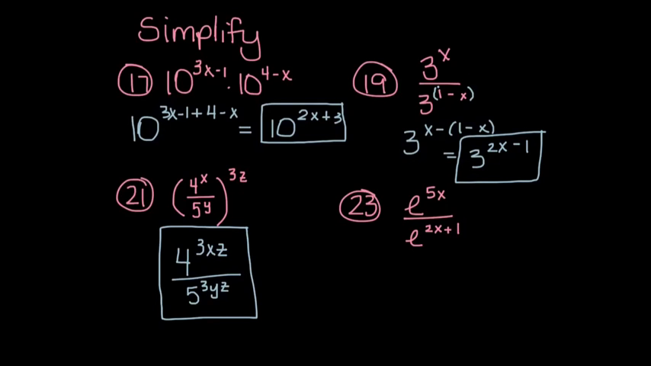My base in this case is e, so I'm going to be subtracting the exponents. I'm remembering to put the 2x plus 1 in parentheses. So I have e to the 5x minus the quantity 2x plus 1 power. If I distribute that subtraction sign, 5x minus 2x is 3x, and minus a 1 just gives me minus 1.